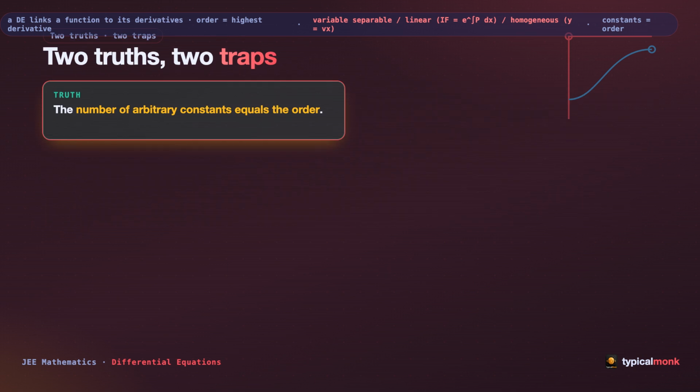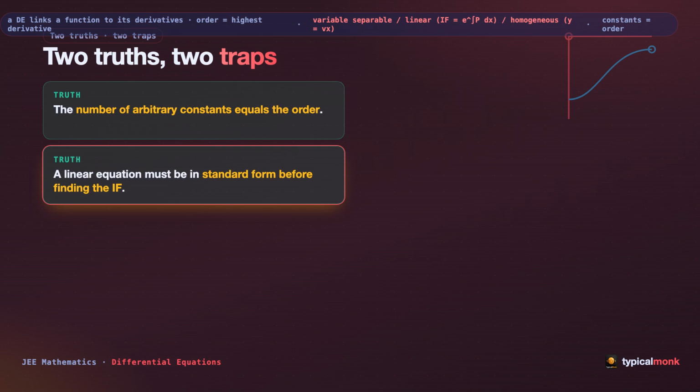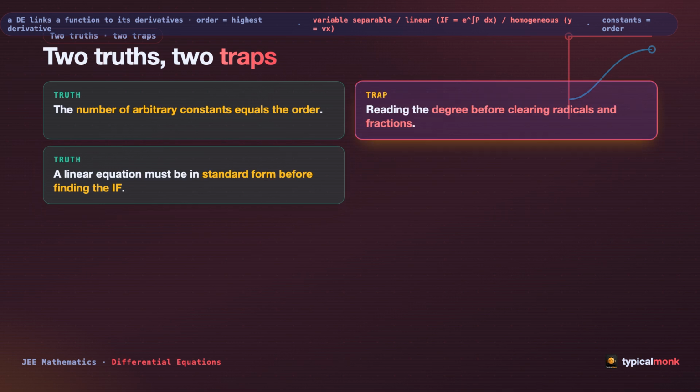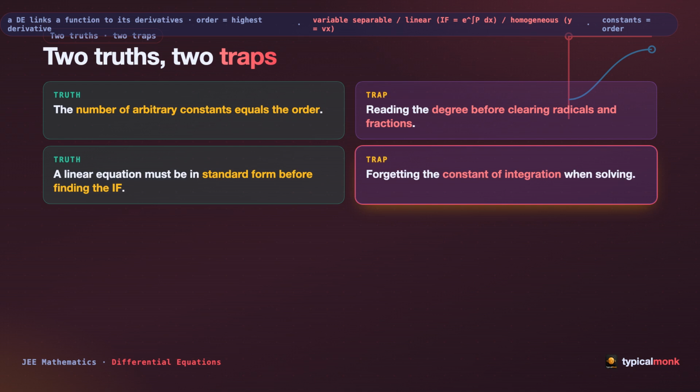Now, the 2 mistakes that quietly cost marks. The truth, the number of arbitrary constants equals the order. The trap, reading the degree before clearing radicals and fractions. The second truth, a linear equation must be in standard form before finding the integrating factor. The second trap, forgetting the constant of integration when solving.